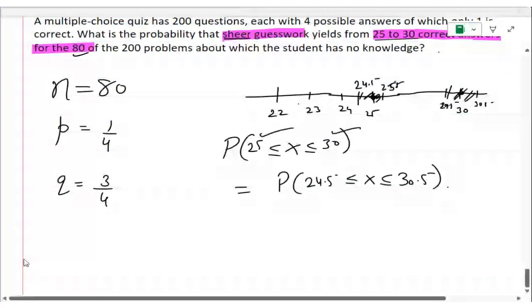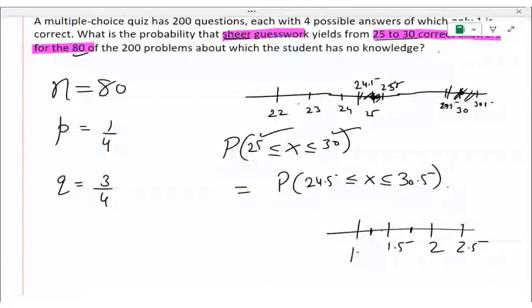So if in some questions the values are like 1, 1.5, 2, 2.5, these values are given, then you should take the in-between numbers. Like here, in between 1 and 1.5 will be 1.25. So in this case, the correction will be 0.25. So that means 1.25 to 1.75.